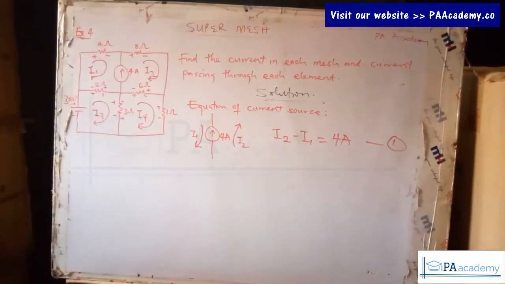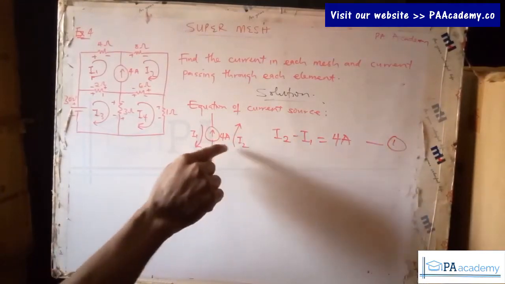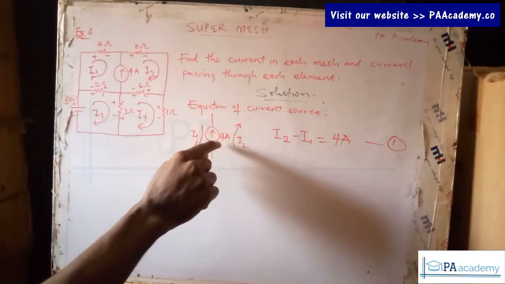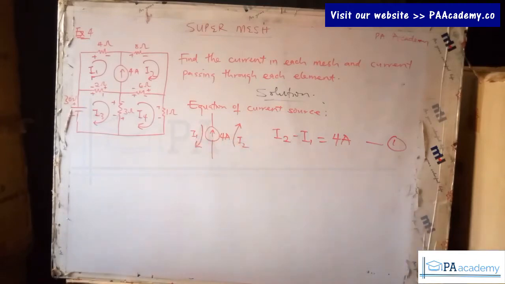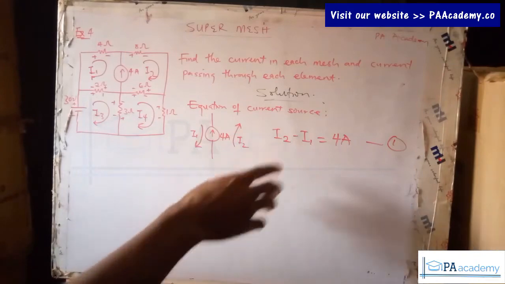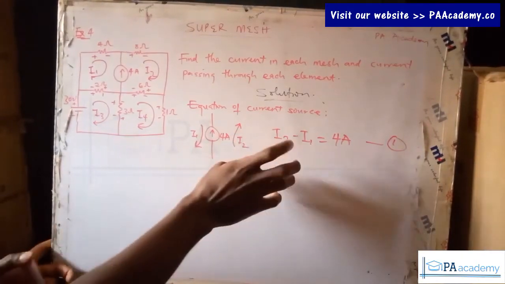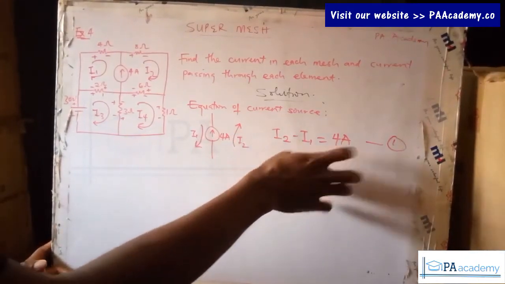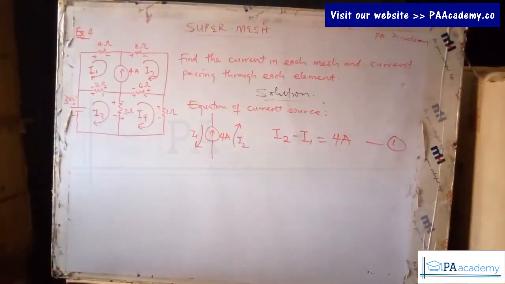Don't forget, the reason why I2 comes first is because it is in the same direction as the current source itself. That means the value of I2 is higher than I1. So once you do all the calculations and get your I2, if you subtract I1 from it, it will definitely give you 4. You can test that with some of the previous examples, and then you'll get what I'm saying.